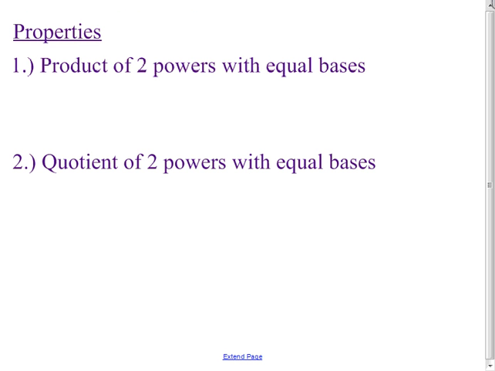So there are a bunch of different properties in here. Please keep in mind, I don't expect you to have these memorized by name, but the name should hopefully help you make sense of what the actual property itself is. So the first one says the product of 2 powers with equal bases. For instance, x to the a times x to the b. I have 2 different powers, and they each have the same base. Whenever this happens, all I do is rewrite the base, and that's x to the a plus b.